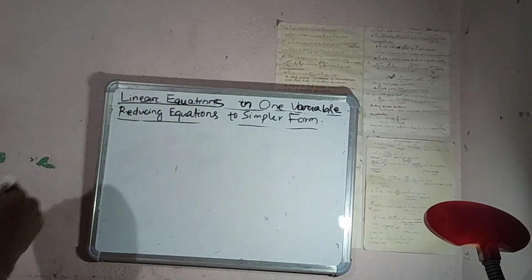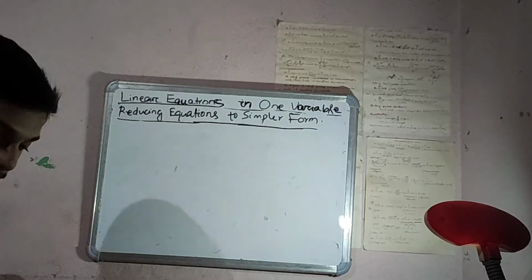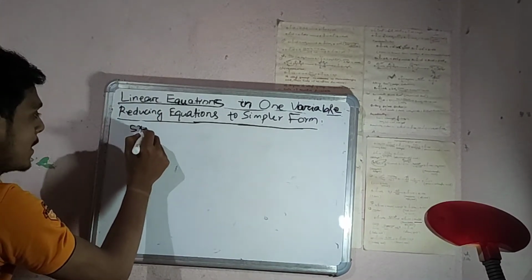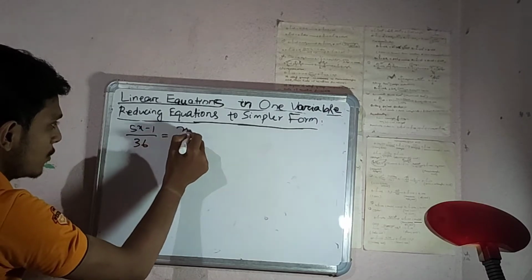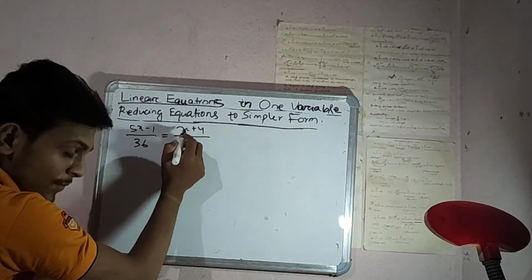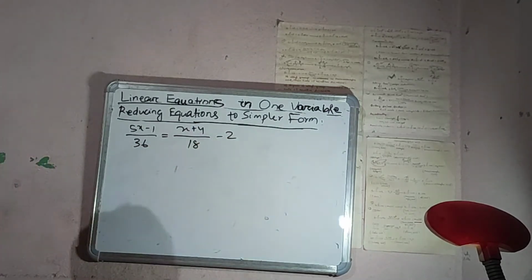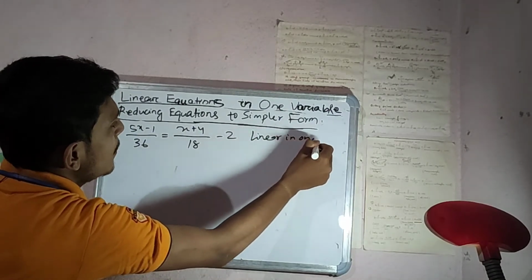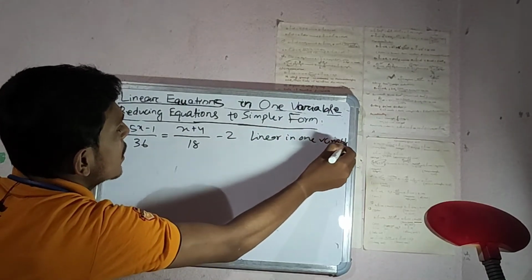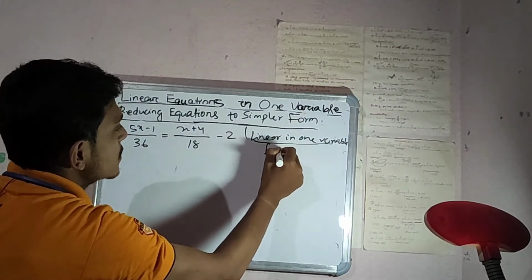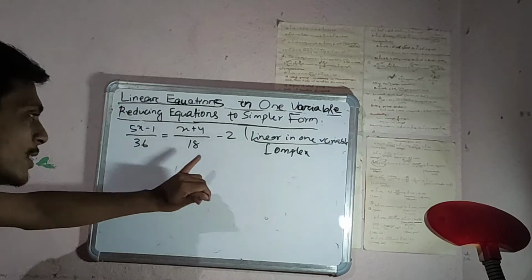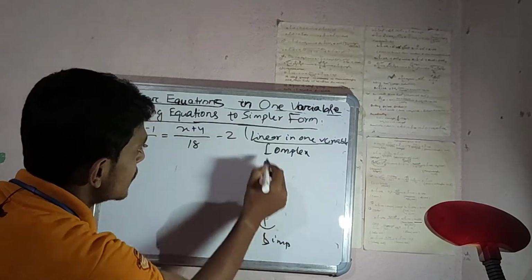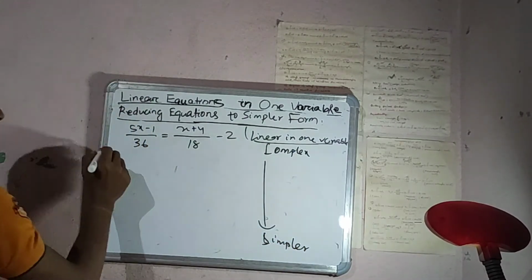So it can be understood by taking an example. Let 5x minus 1 by 36 is equal to x plus 4 by 18 minus 2. Okay, this is very complex. This is all linear in one variable. The question is linear in one variable, but the form is complex. We have to reduce it into the linear form, the simpler form.